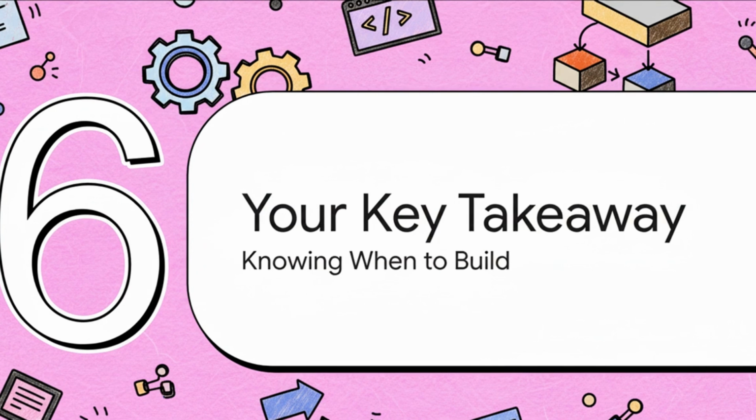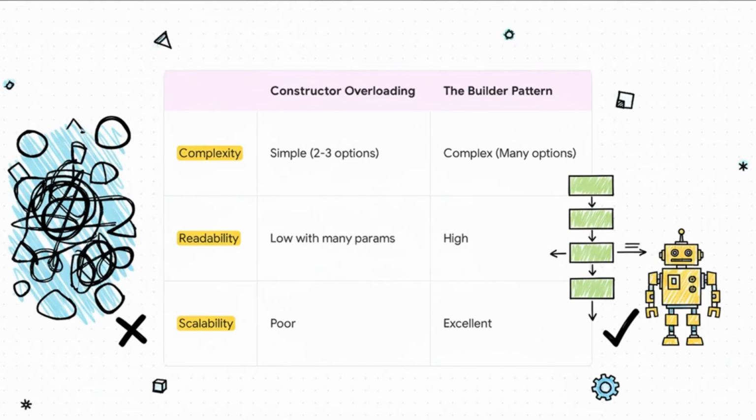So as we start to wrap this up, what's the one thing you should really remember from all this? Well, it's all about knowing when to reach for this powerful pattern. And this gives us a pretty simple rule of thumb. Look, if your object is simple, with maybe just 2 or 3 optional parameters, a standard constructor is totally fine. No need to over-engineer it. But the second complexity starts to creep in, when you have lots of optional settings, the builder pattern becomes the clear winner. It gives you high readability and excellent scalability, right where constructors start to fall apart.